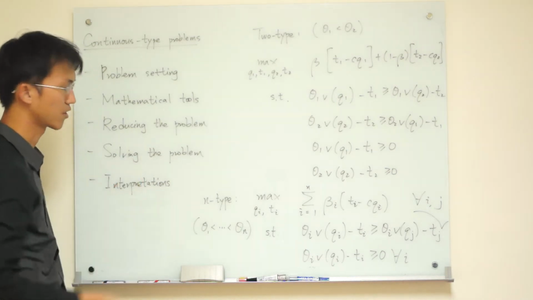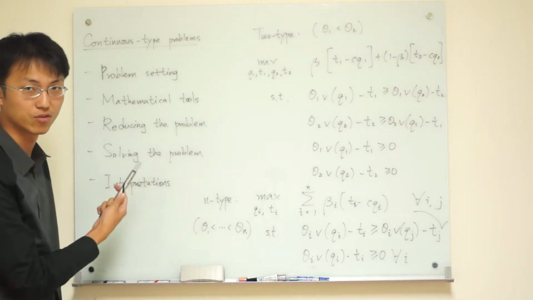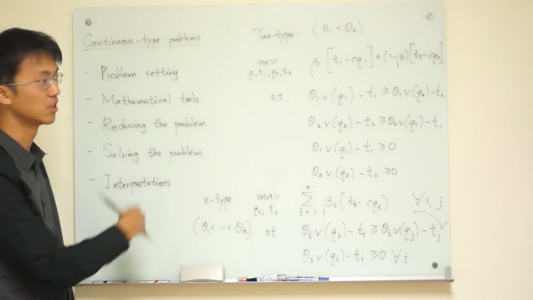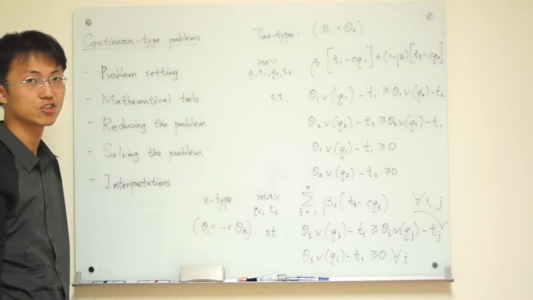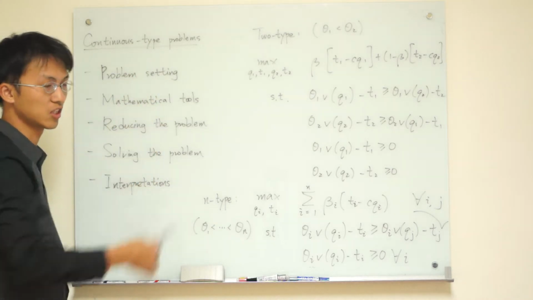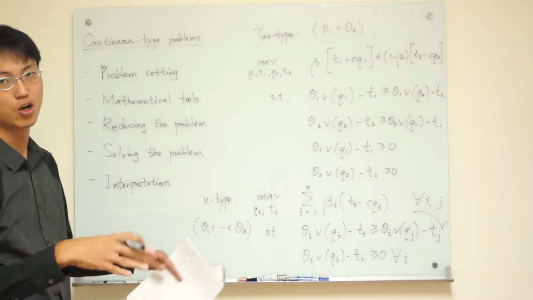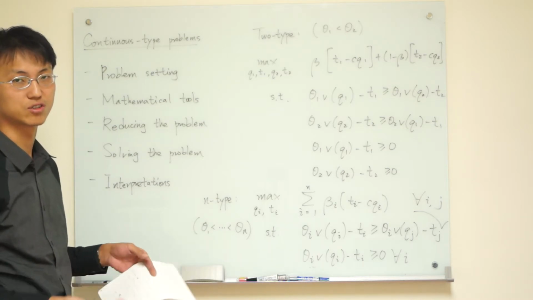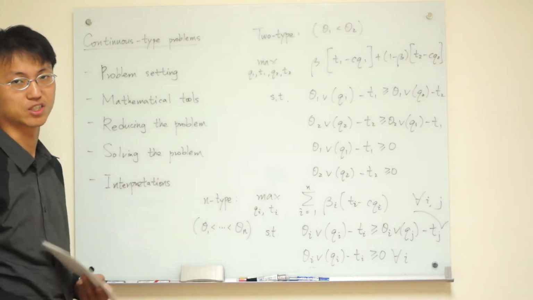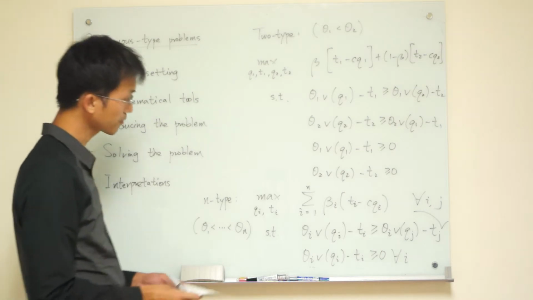Then in the second, third, and fourth parts, I will talk about how to reduce the problem and solve the problem. Finally, we will talk about the implications we may get from solving this problem. Eventually, you will see the whole point of doing these continuous type problems is to show you that all those insights we obtained from those discrete type models are actually not so restricted. They will also apply to continuous type models.